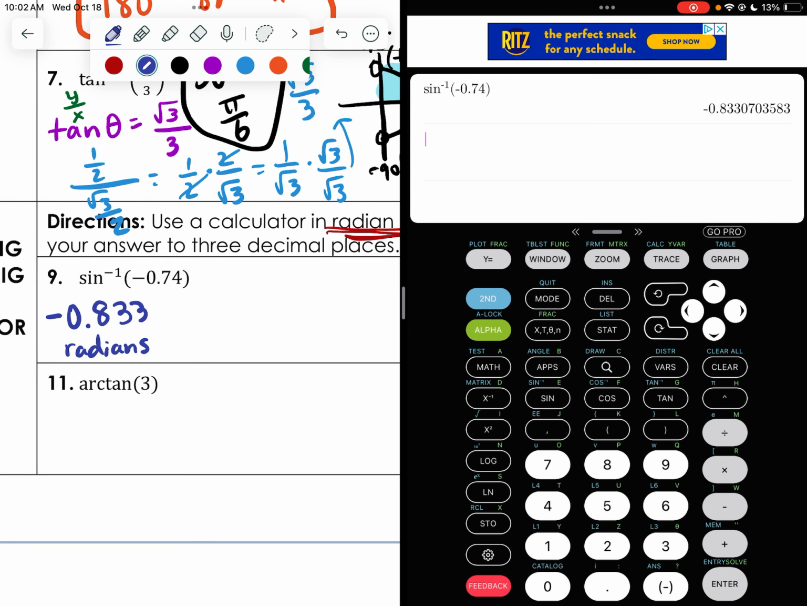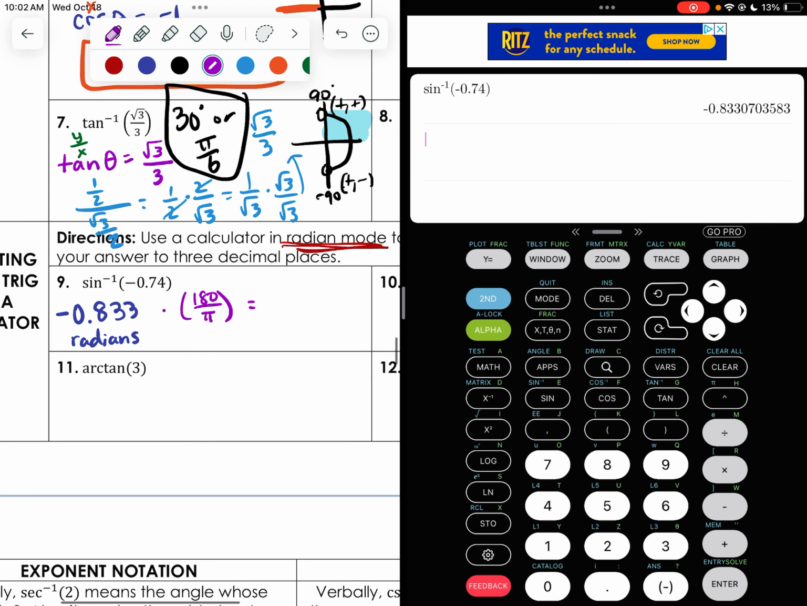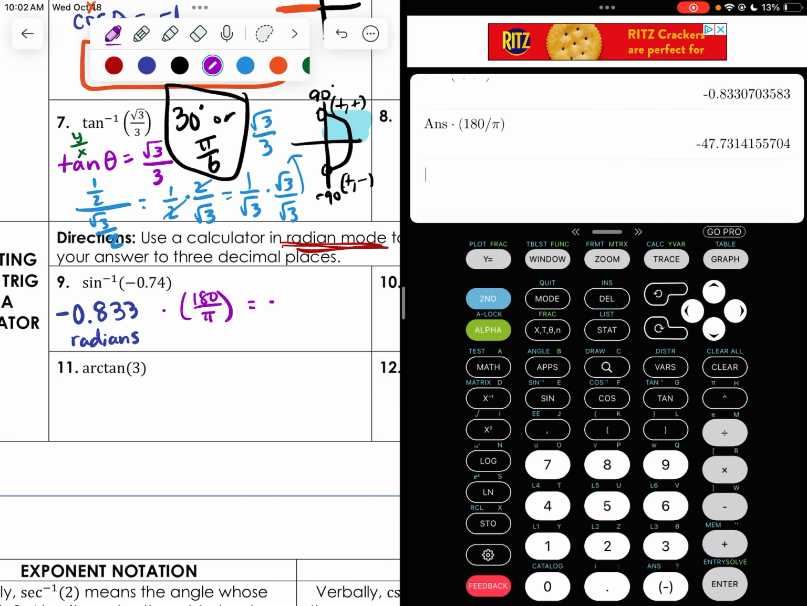You could convert this to degrees if I asked you to, using your conversions. If I want to convert this to degrees, that means the pi would be on the bottom. So I could multiply by 180 over pi and just get a decimal degree answer. So 180 divided by pi, and you would get about negative 47.731, to 3 decimal places. And that would be in degrees.